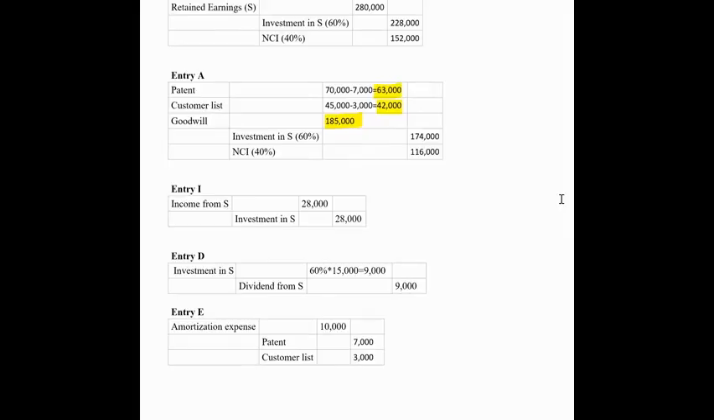And next one is entry D. We use entry D to eliminate the intra-entity dividend payment. So debit investment in subsidiary and credit dividend from the subsidiary. And the amount is 60% of the total dividend paid, which is 9,000. And the last entry is entry E. So we use entry E to recognize this excess annual amortization expense, which is 10,000, including 7,000 for patent and 3,000 for customer list.